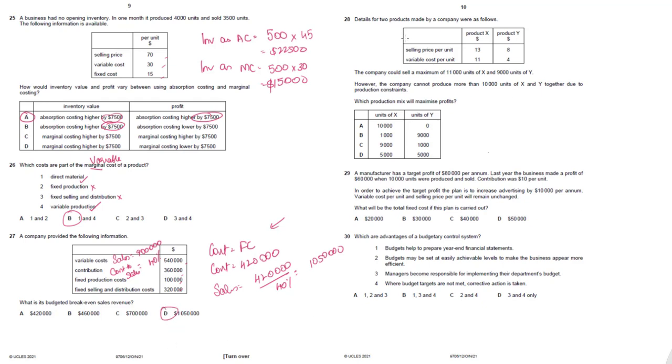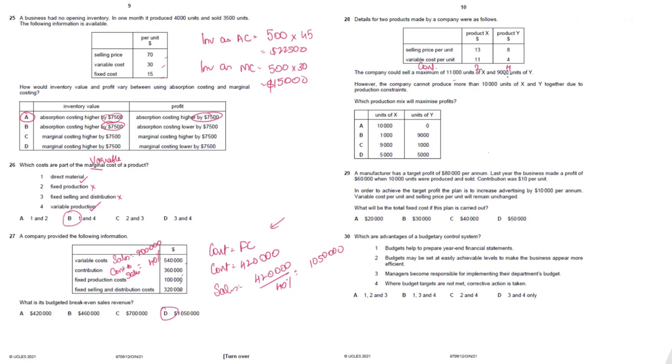Question 28. Details of two products made by a company were as follows. Selling price is given, variable cost is given for both these products. Company could sell maximum of 11,000 for X and 9,000 for Y, but the company cannot produce more than 10,000 units together for both these products. So for this question, we will have to calculate first the contribution per unit, which is $2 and $4 for X and Y. Normally in limiting factor questions, whatever is the limited resource, we try to calculate the contribution per unit of that limited resource.